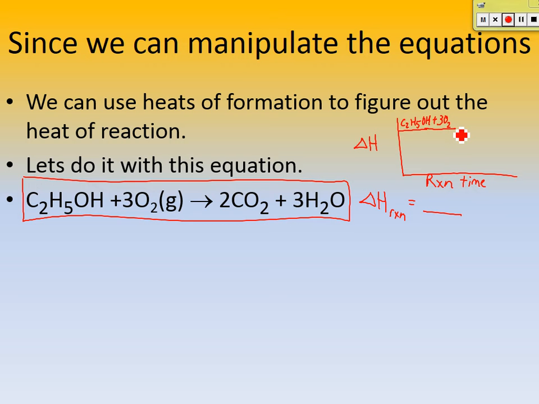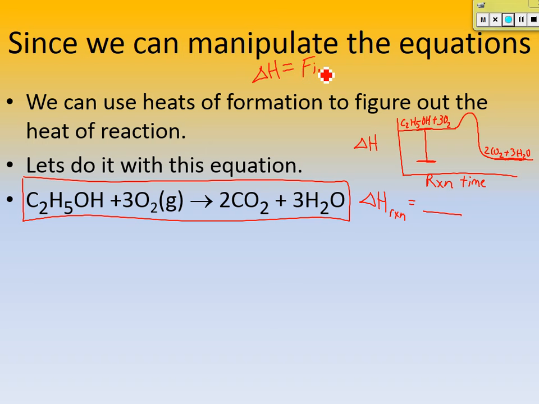Okay, well, there's going to be some kind of activation energy where you see this hill, and then if it's exothermic, it's going to come down, and the products, which are going to be the 2 CO2s plus the 3 H2Os, are going to be down here somewhere. Okay? How would you calculate delta H? Well, you would look to where the products are, and then you look at where the reactant started. How do you calculate delta H, guys? How do you calculate it?